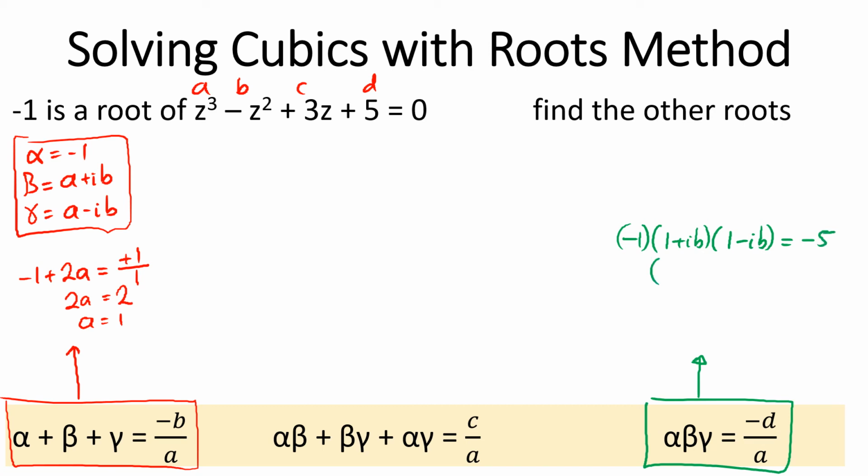What would you do with this? Well, we could expand that bracket and then times it by minus 1, and then we've got just an equation in b to solve. So that will give us overall 1 plus ib minus ib, and then minus i squared b squared.